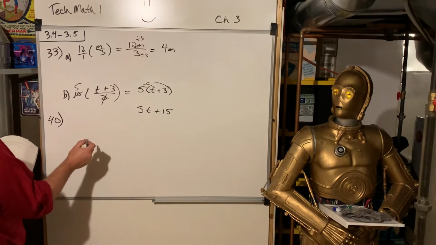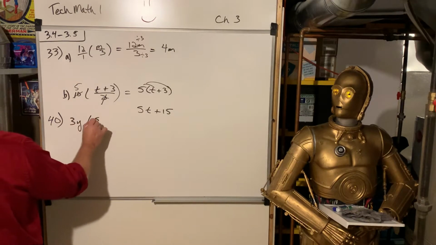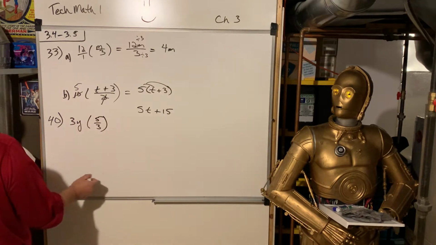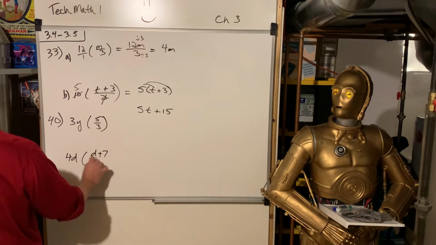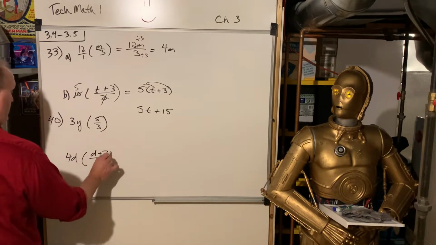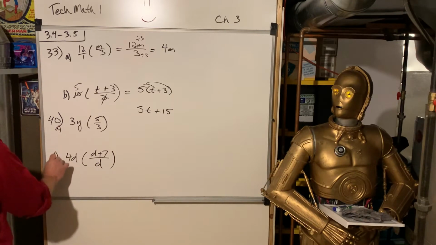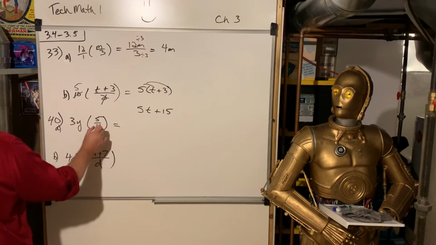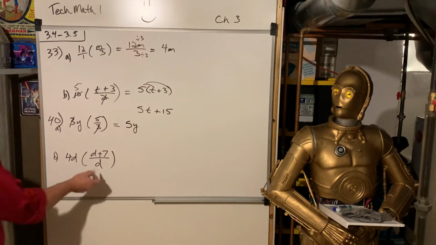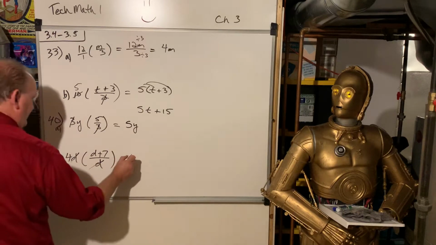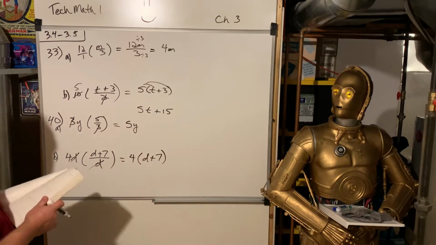That's on page 122. They want 3y times 5/3, and they want 4d times d plus 7 over d. All right. So look at what's going to happen here. That's the A and that's B. Here, the 3's are going to cancel, and then I'm going to have y times 5, just 5y, like 5y over 1. Here, the d's are going to cancel, and I'm going to have 4 times quantity d plus 7. And so they don't distribute it.